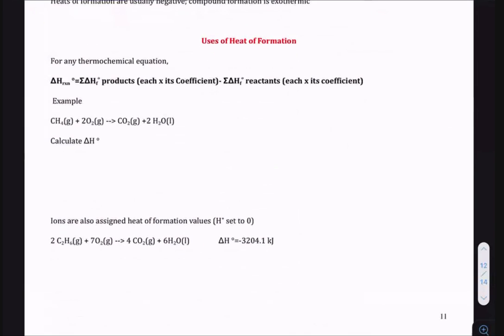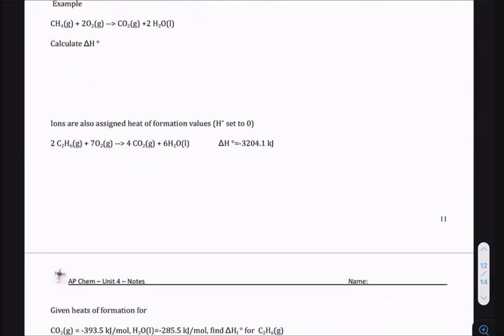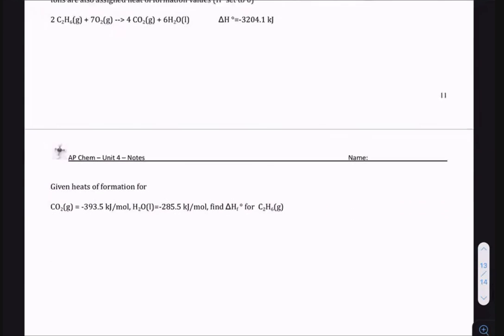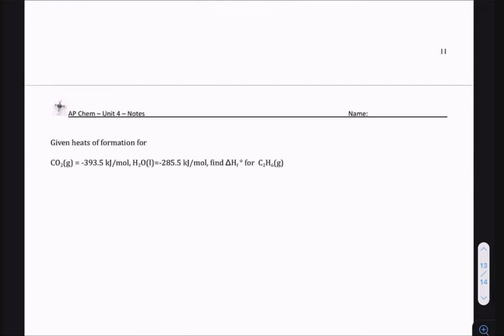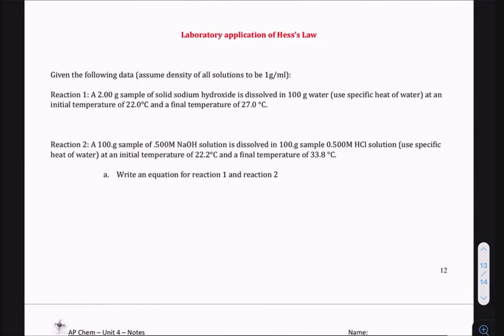In order to do the ASA, we had gone over how you take the sum of the heats of formation of products minus the sum of heats of formation for reactants. And so we did enough practice with that, I think. Okay. And I think we're going to stop here for today.